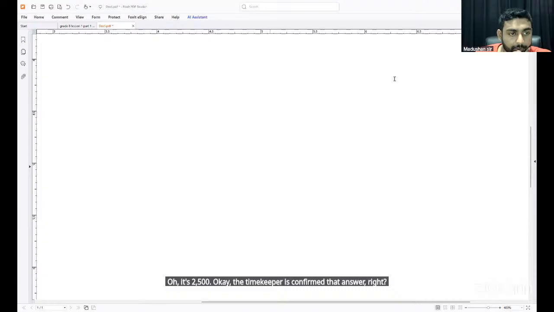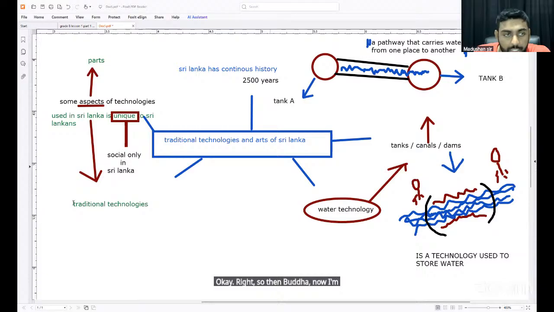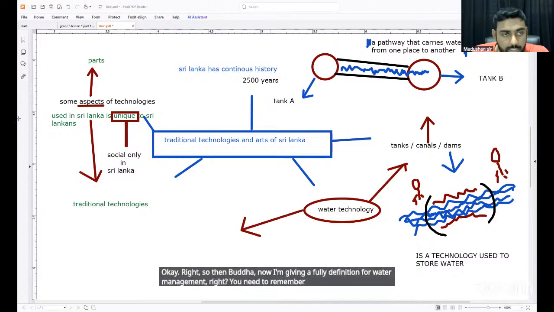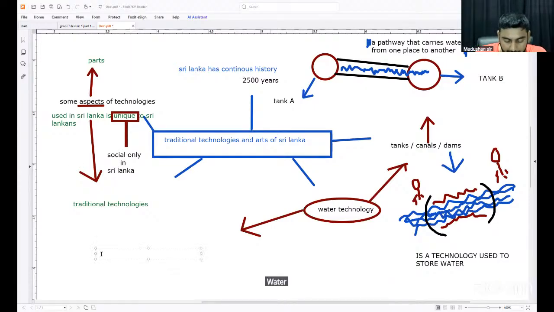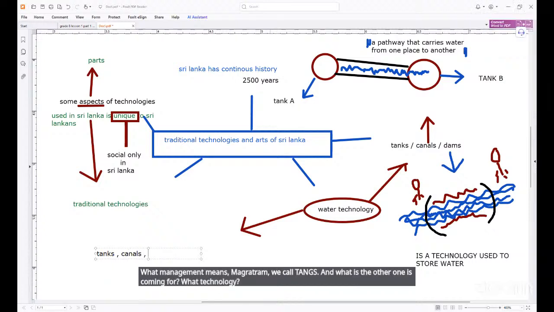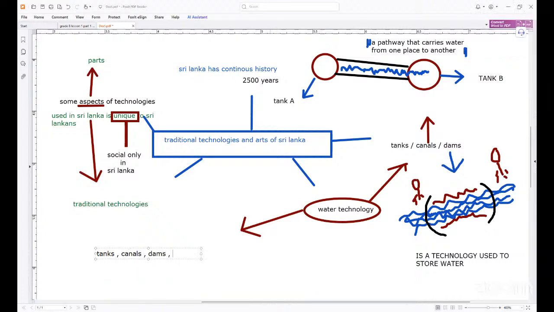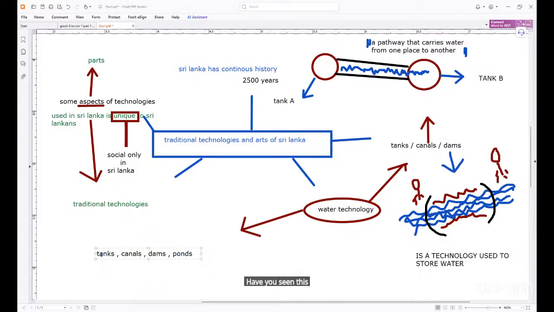Yes, sir. Right. So now I'm giving a full definition for water management. You need to remember this definition because this is coming for your first term examination. Water management means tanks, canals, and the other one that comes under water technology, dams. And have you seen this one? Yes, sir. What is this? Ponds.